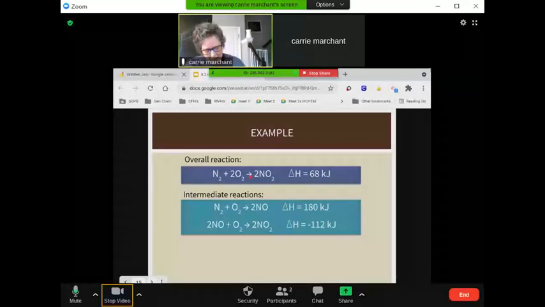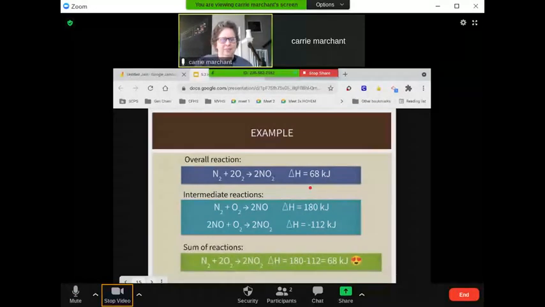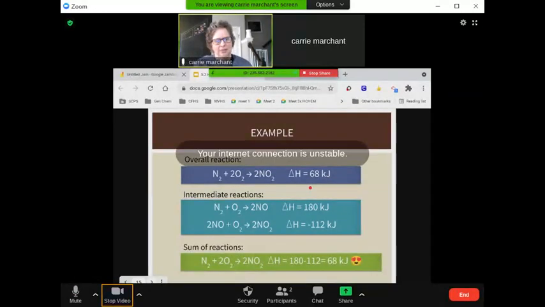So we just added these two equations. So we have to add the H1 and the H2. 180 plus a negative 112 is 68. I know that was fast. Don't worry, we're going to do it on the Jamboard so you can see it with another reaction a little bit slower, and then you'll have some practice time.